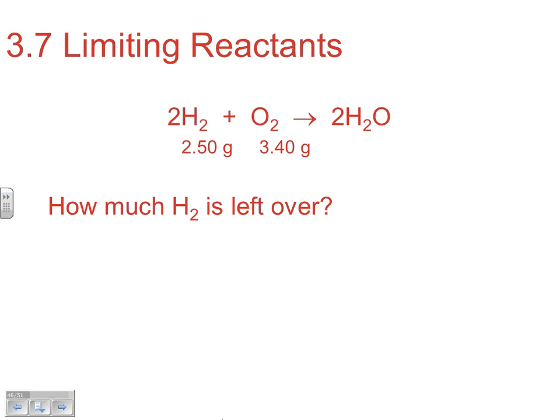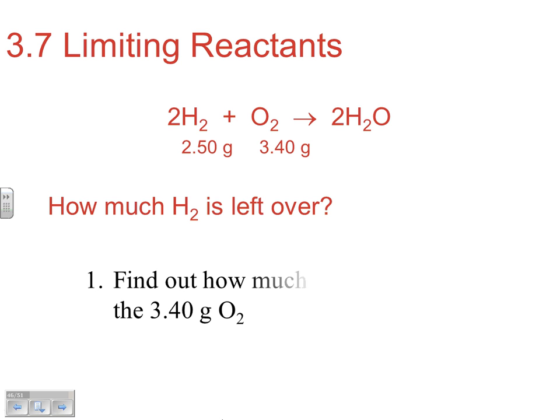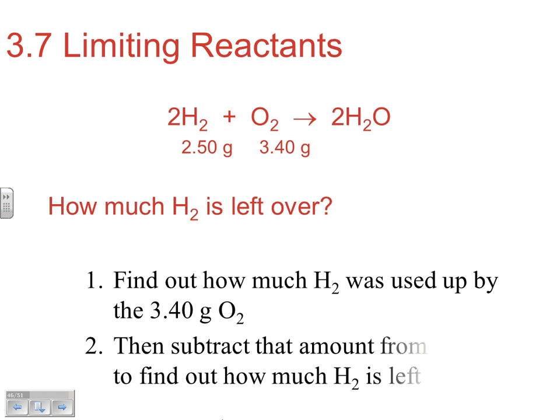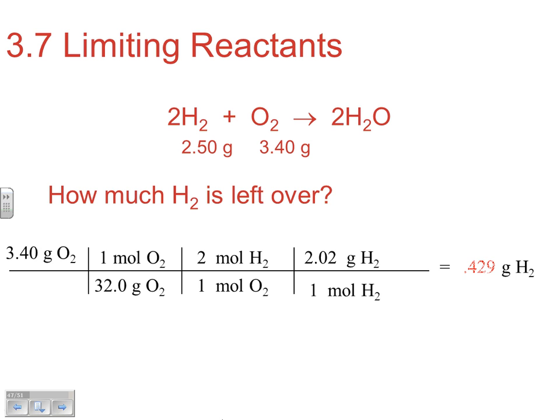Now, how much hydrogen was left over? Remember, the limiting reactant controls everything, and we just said the limiting reactant was oxygen. So find out how much H2 was used up by the 3.40 grams of oxygen, because oxygen controls everything. And then subtract that amount used from the 2.50 grams of hydrogen that we started with. So it's really a two-part problem. First, predict that we used 0.429 grams of hydrogen in using up all of our oxygen. And then we're going to subtract that from how much hydrogen we started with. So we had 2.50, we spent 0.429. Then we're going to round to the hundredths place here. 2.07 grams of hydrogen will be left over.